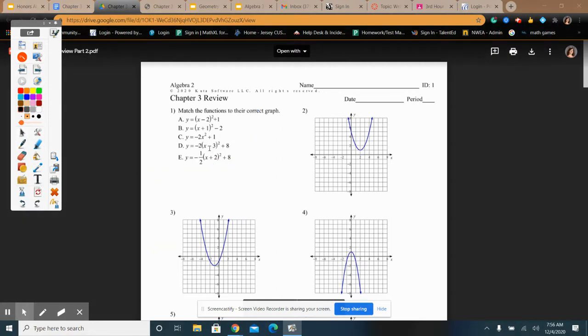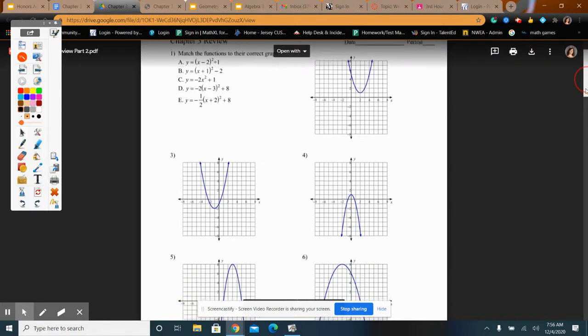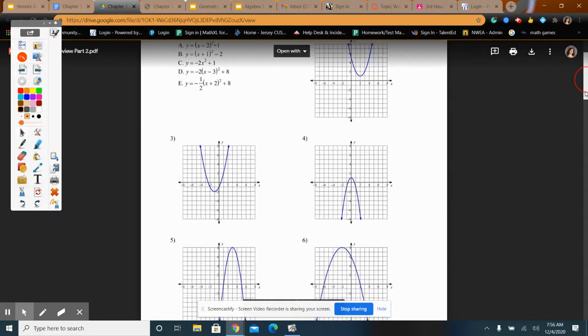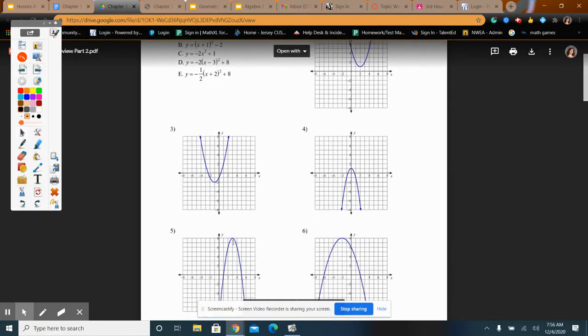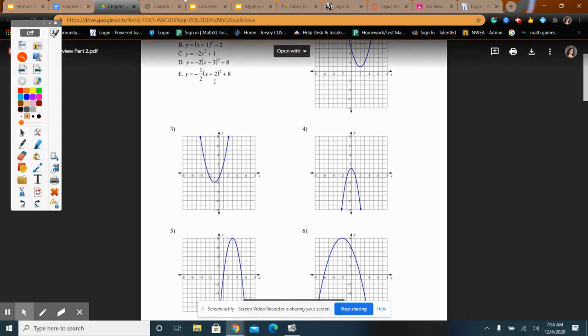This guy will go to the right 3 and up 8. And it has a negative 2. So frowny face and skinny. Yeah, they do go that way. That's funny. Right 3, up 8. So this one will be D. And this one will go to the left 2, up 8, a little bit wider and frowny face. So that would be this guy.